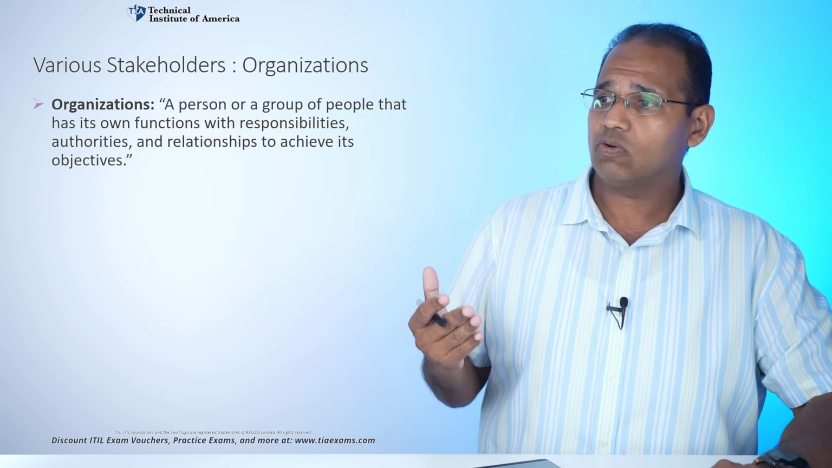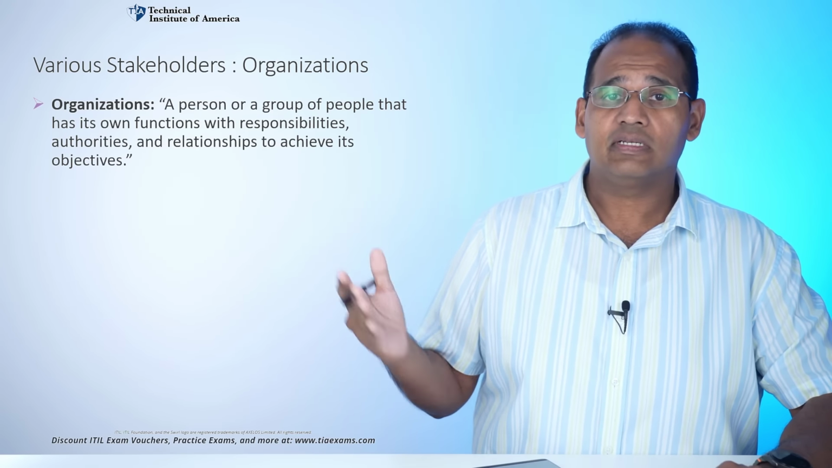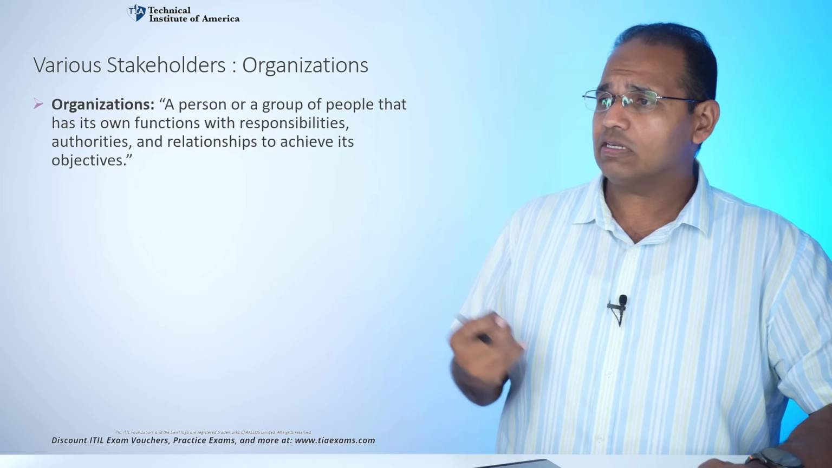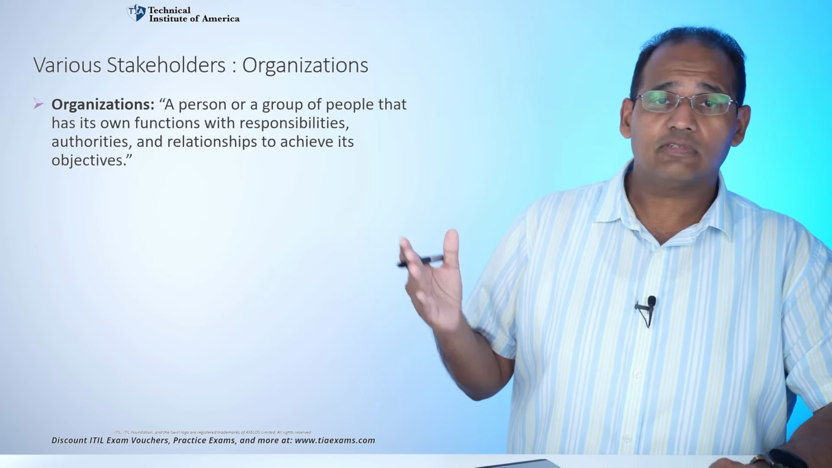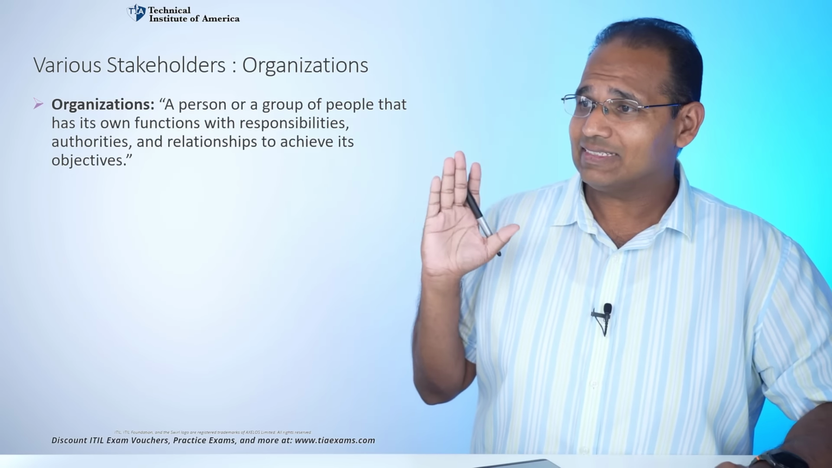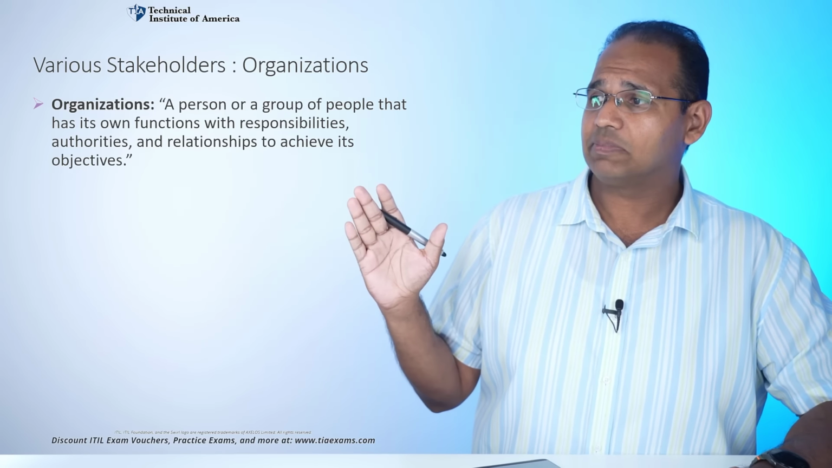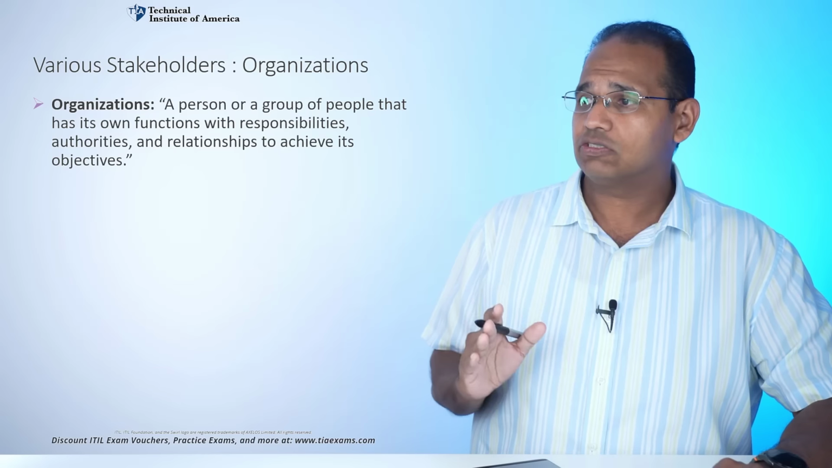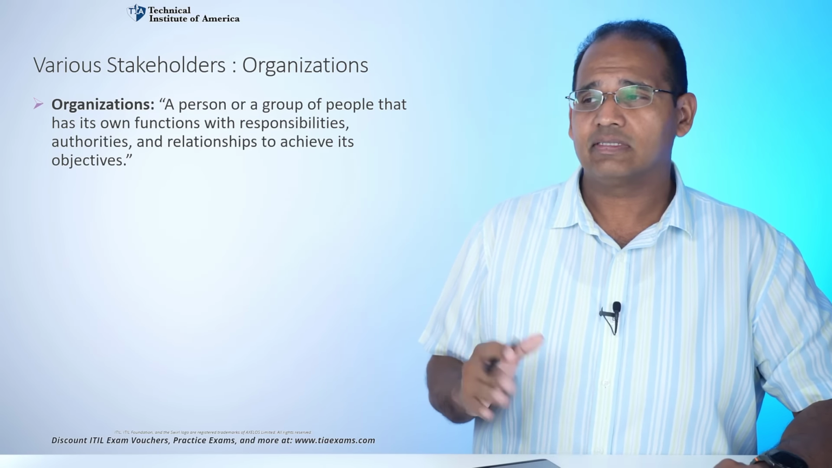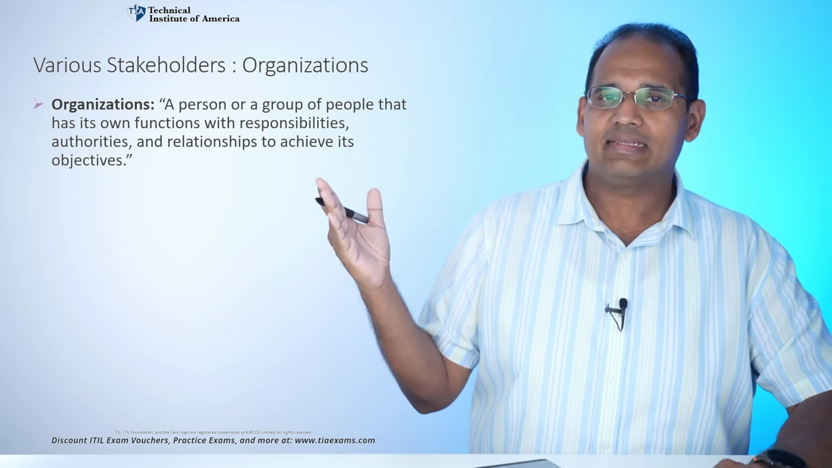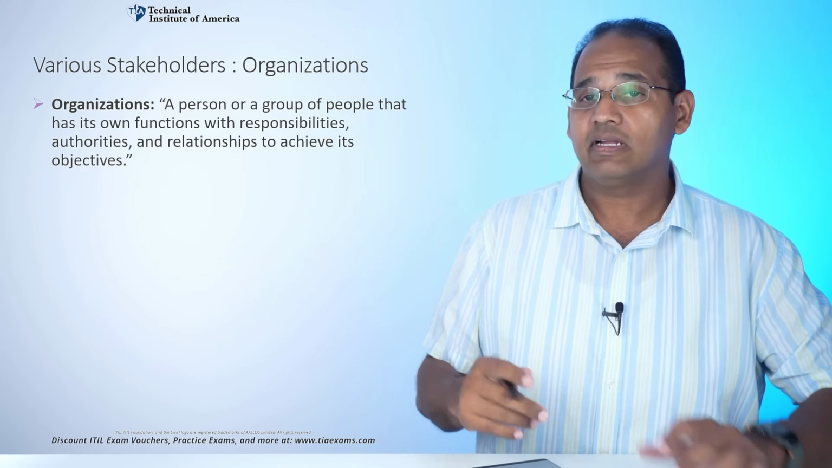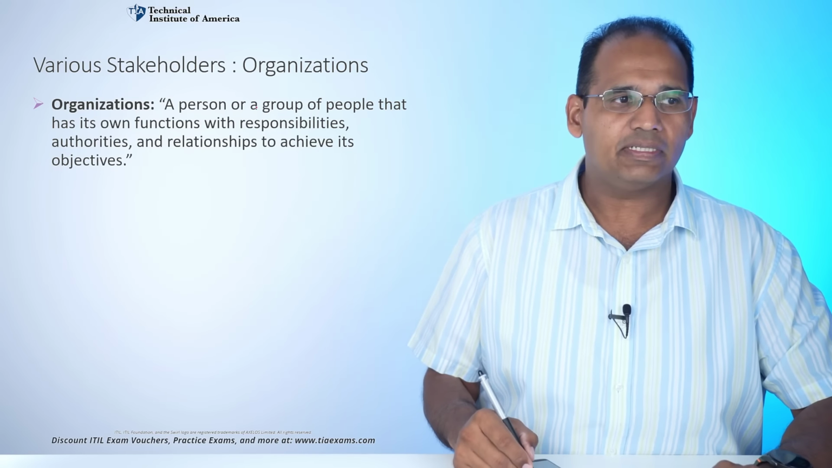The first term I want to go over is the word organization. What exactly is this? Well, according to the book, it's a person or a group of people that has its own functions with responsibilities, authorities, and relationships to achieve its objectives. Now, this here, you're going to look at this as just the company that you're working for. Think about this from your entire company.